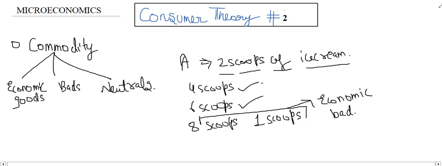So from this example, we get to know that until 6 scoops, for example, the ice cream scoop is an economic good for him, and after that, it becomes an economic bad. So from this basic analysis, we get to know that economic goods have a positive marginal utility, economic bads have a negative marginal utility, and economic neutrals have zero marginal utility. Okay, let's move further.